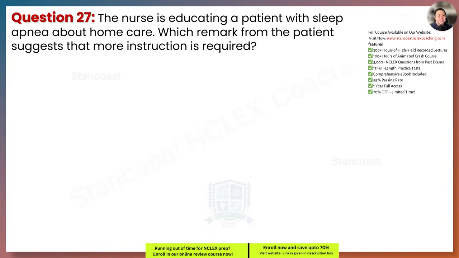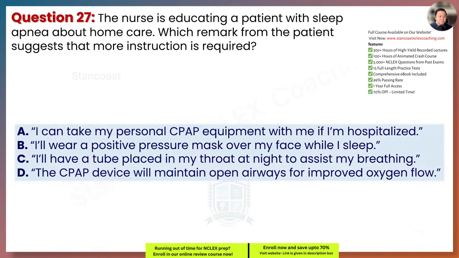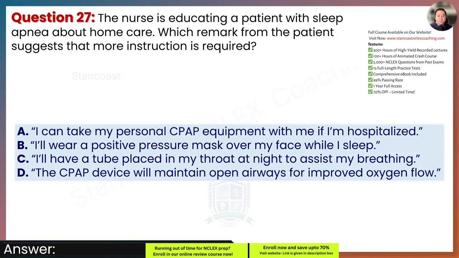So the nurse is educating a patient with sleep apnea about home care. Which remark from the patient suggests that more instruction is required? Options. A, I can take my personal CPAP equipment with me if I'm hospitalized. B, I'll wear a positive pressure mask over my face while I sleep. C, I'll have a tube placed in my throat at night to assist my breathing. D, the CPAP device will maintain open airways for improved oxygen flow. There's no other option other than letter C. That is the correct answer.